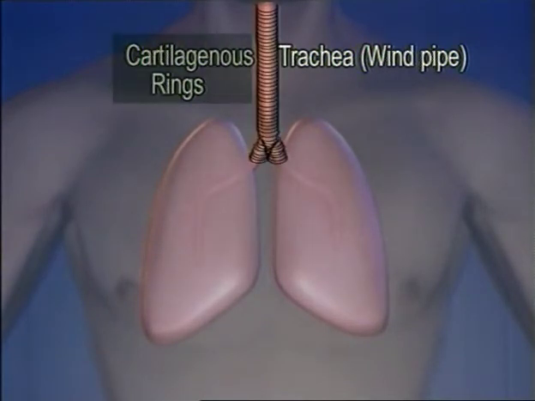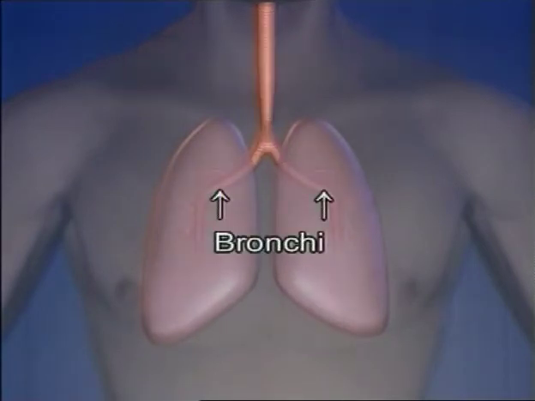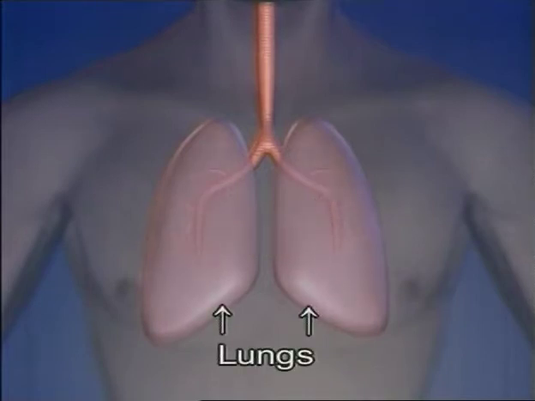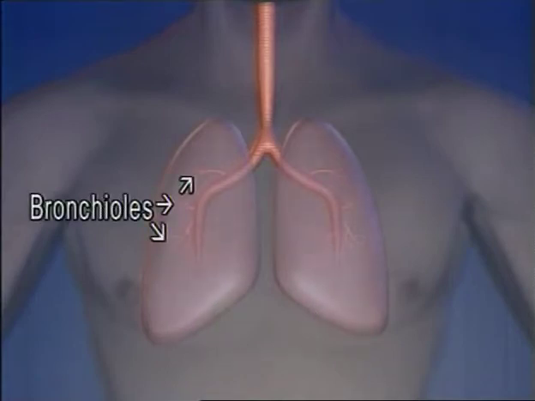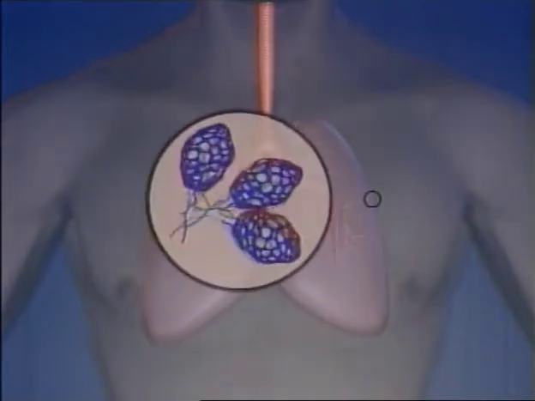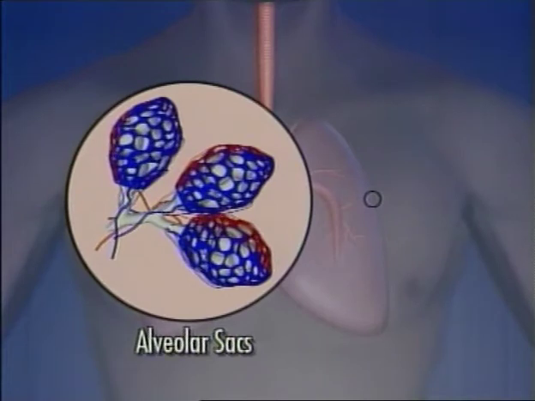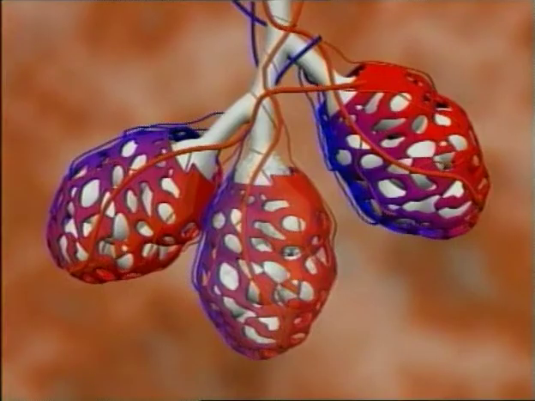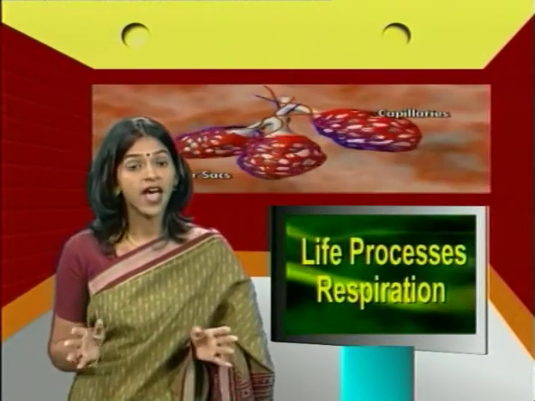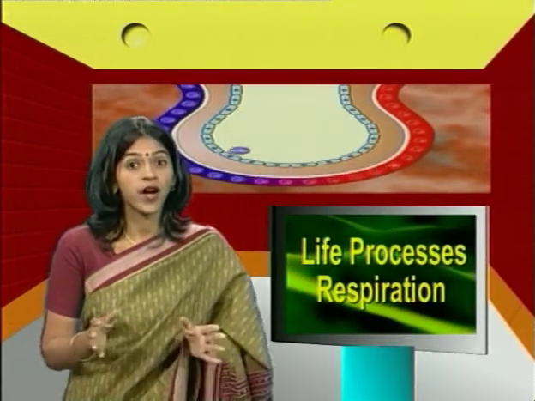The trachea runs down the neck and divides into two smaller tubes called bronchi. The two bronchi are connected to the lungs. Each bronchus divides in the lungs to form a large number of small tubes called bronchioles. At the end of the bronchioles, tiny air sacs are present, known as alveoli, which are very thin-walled and surrounded by thin blood capillaries.